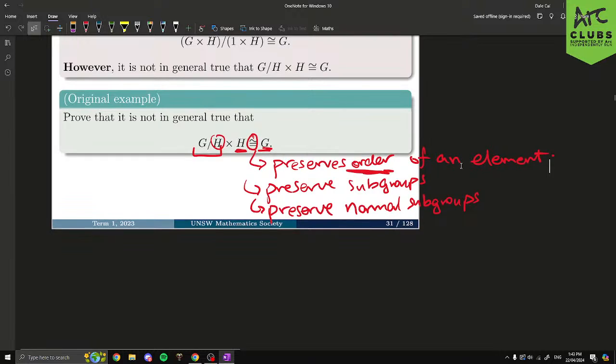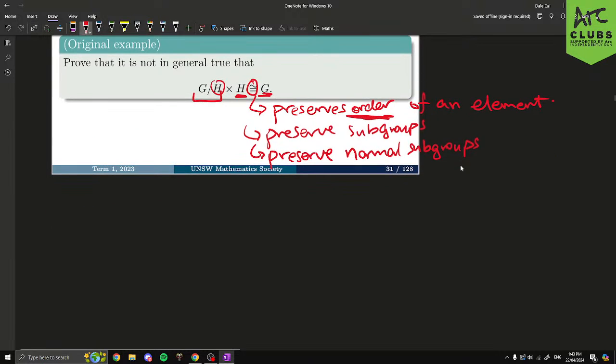So for example, let's take one of the quotient groups that we're familiar with, Z mod mZ. Take the product of that with mZ, and we want to see if it's isomorphic or not to Z. Okay, so in terms of preserving order, notice that in Z mod mZ, one example of an element is 1 plus mZ, and for the sake of simplicity, let's just make the other one the identity.